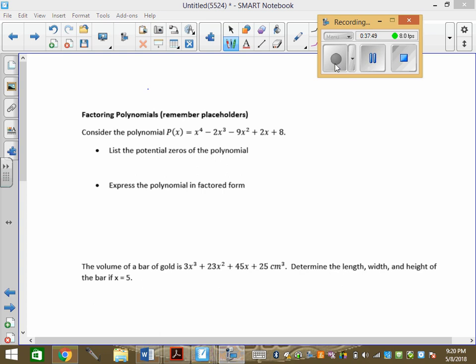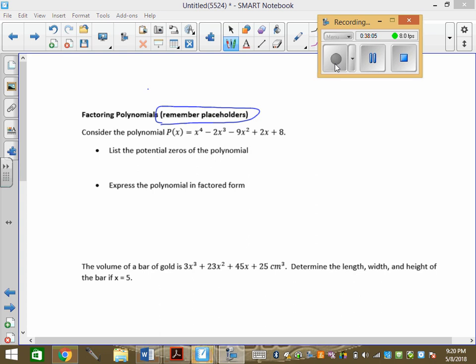Factoring polynomials. Remember placeholders. Huge. Often people aren't bad at synthetic division. They just forget to put that placeholder in there. So if they're missing the x or the x squared, they forget to put the 0, and then you actually can't do it properly. Okay?